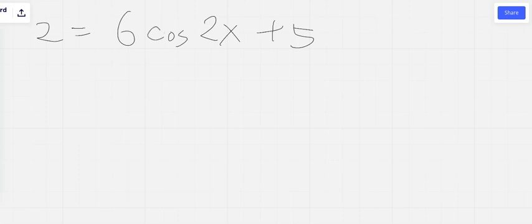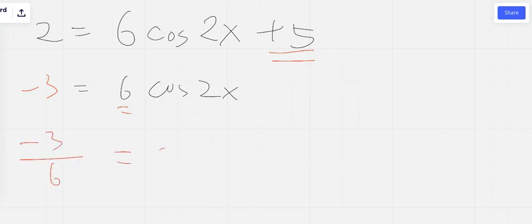So if we use PEMDAS, we can first get rid of the 5. So it'll be 2 minus 5, which is negative 3, is equal to 6 cosine 2x. And the next step, we can get rid of the 6. Therefore, we can do negative 3 over 6 is equal to cosine 2x.